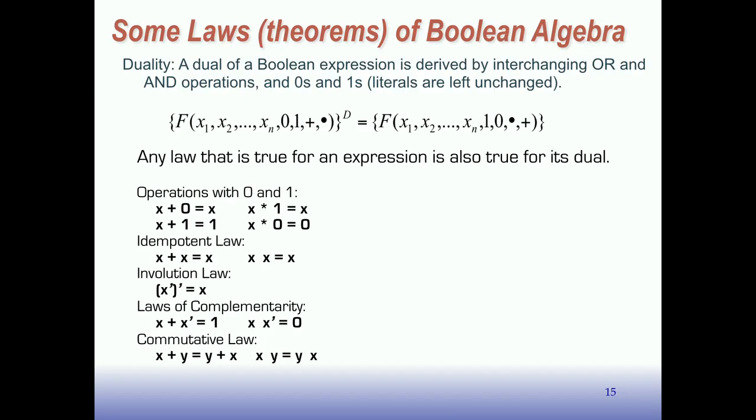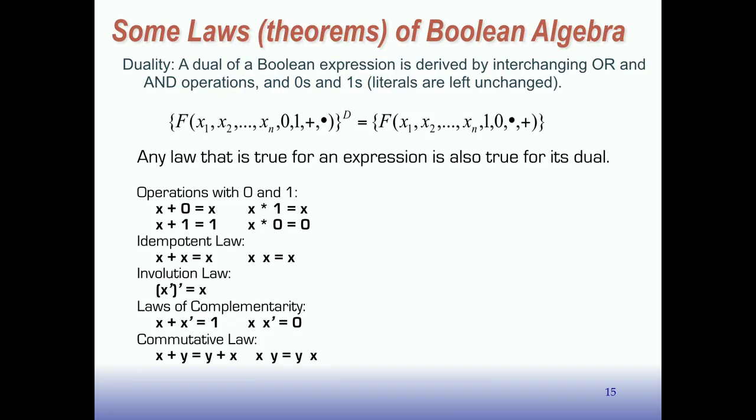And the literals are left unchanged. That's what I denote here. So the dual of this thing looks like this. The literals all stay the same. The 0s are replaced by 1s. The 1s are replaced by 0s. And then you switch the ANDs and the ORs. Because of the symmetry, we get a whole bunch of stuff for free. We have theorems, but they're dual also. If you prove a theorem to be true, then its dual is also true.